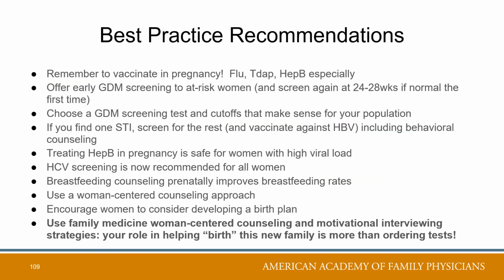Best practice recommendations include vaccinating in pregnancy, flu, Tdap, and Hep B especially. Offer early gestational diabetes screening to at-risk women and rescreen at 24 to 28 weeks if the initial testing is normal. We want to screen all pregnant patients for gestational diabetes at 24 to 28 weeks regardless of risk. Choose a gestational diabetes screening test and cutoffs that are specific to your clinic. Most patients will get the cutoff of 130 or 140, but please check in with your faculty when looking at the lab results. If you find one STI, screen for the rest and vaccinate against hepatitis B.